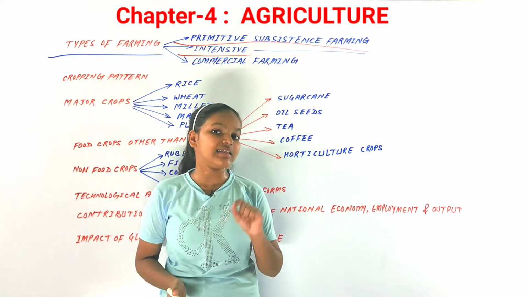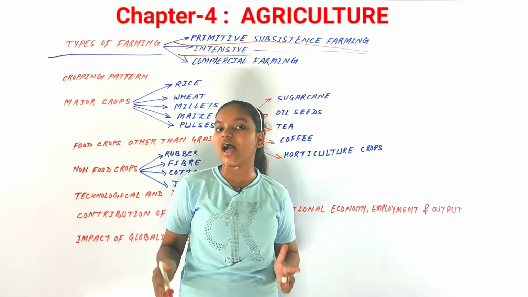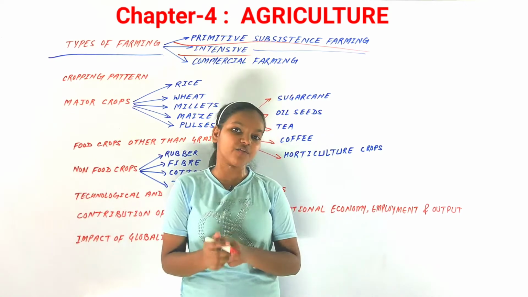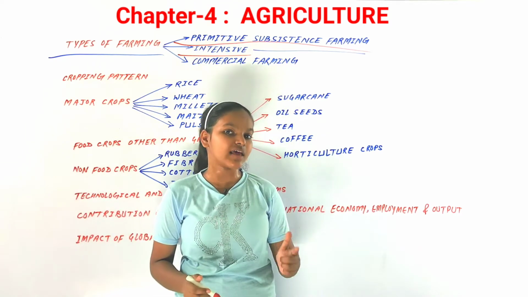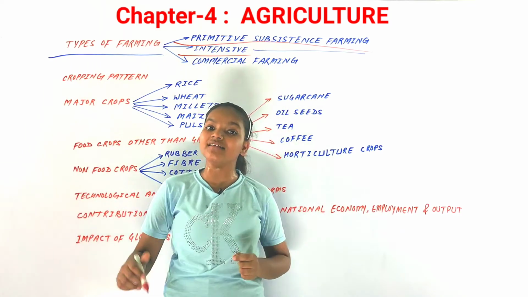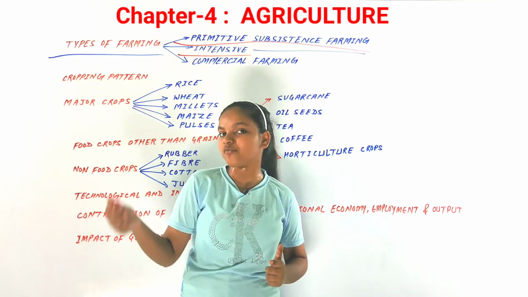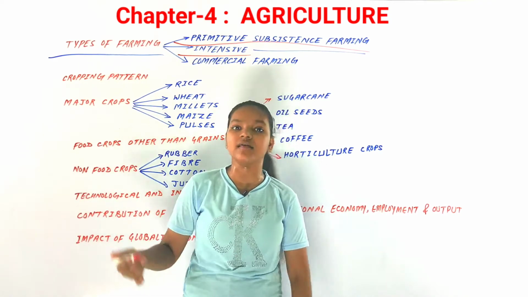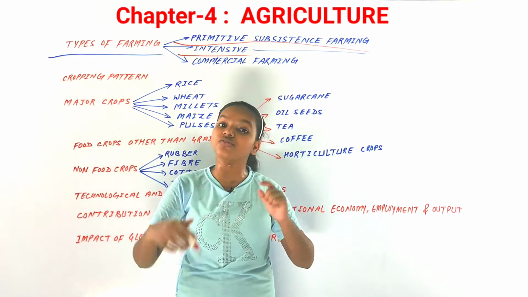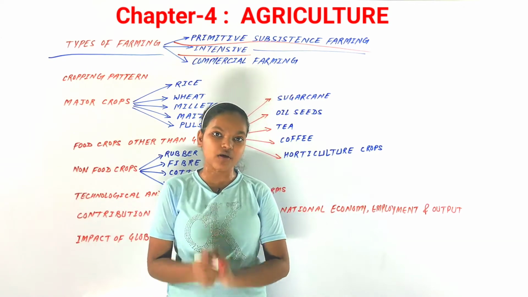So in this way you need a lot of inputs like fertilizers, manures, machines and irrigation methods. So that is about intensive subsistence farming. That usually happens in population pressure lands, and it can be seen in most parts of our country as well.